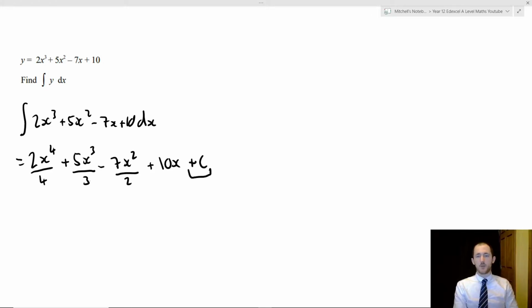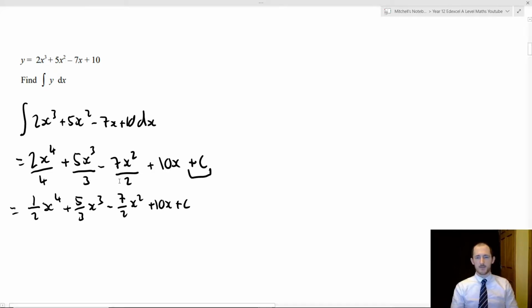This plus c will drop you marks if you don't include it. Now we just simplify. So 2 over 4 we can just replace with a half x to the 4 plus 5 over 3 x cubed minus 7 over 2 x squared plus 10x plus c. Nice and easy. Again, these can be 3 or 4 mark questions, so hopefully you can get those extra marks.